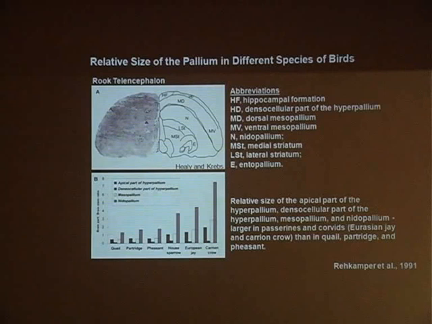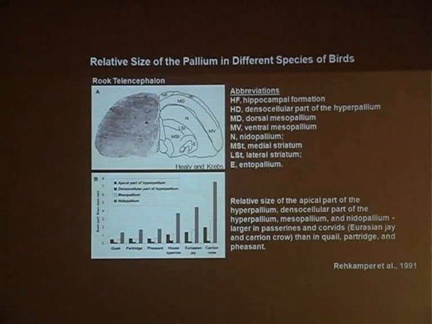Now it was found that all these behaviors were well correlated with the size of the pallium in these birds. This is a cross-section of a rook's telencephalon, and here you can see the relative size of the telencephalon, and especially one part which is called the nidopallium. This was the largest in these corvids, that is in European jays and carrion crows, and it's quite large in songbirds as well as compared to other species of birds which do not perhaps perform such complex cognitive tasks.